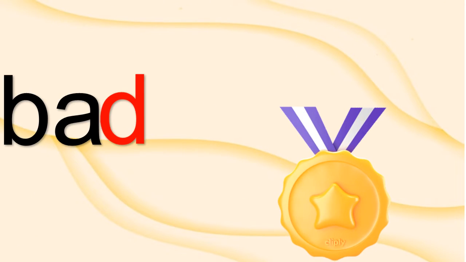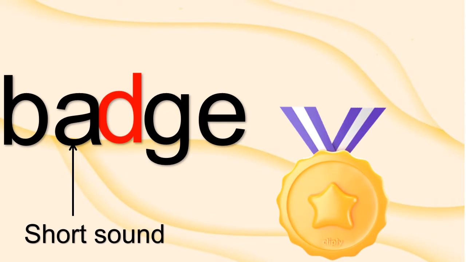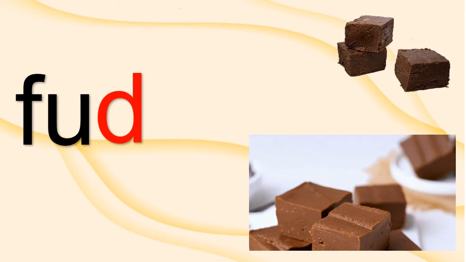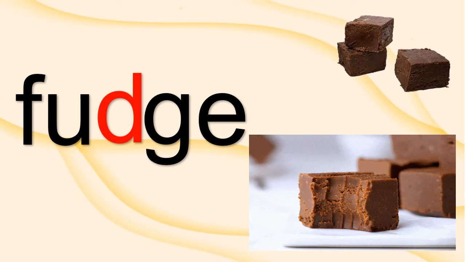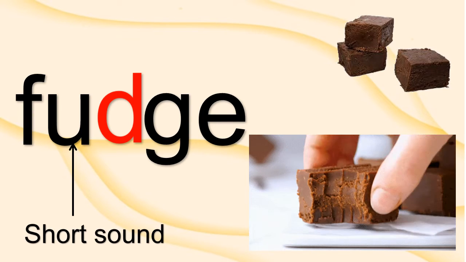In badge, we have a J at the end of a word, and before that we have a short vowel which is A, so we write D, G and E. The next word is fudge. In fudge, we have a short vowel which is A before the J sound, so we write DGE.